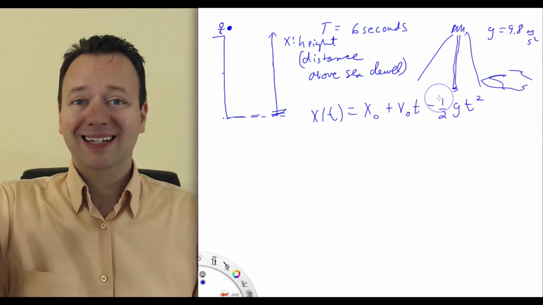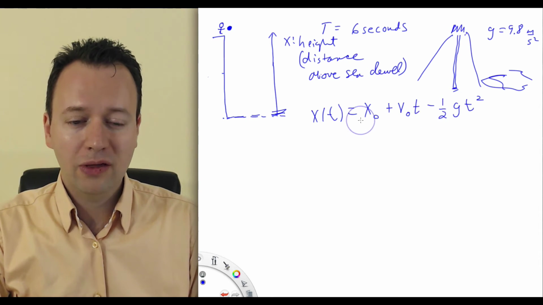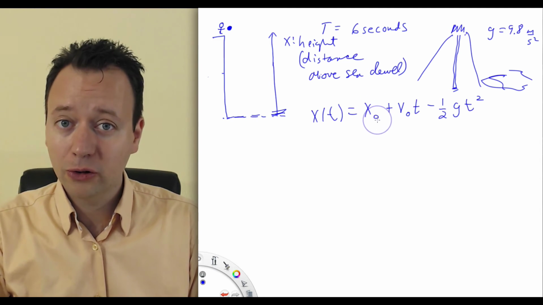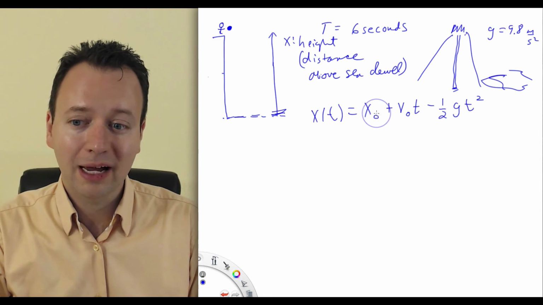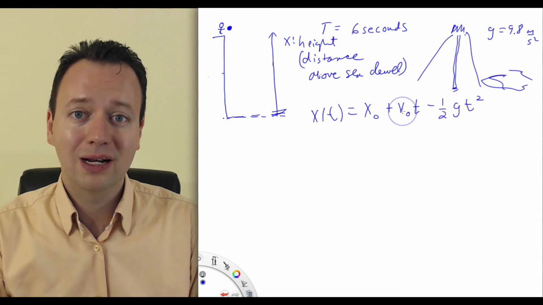Negative because of downward gravitational acceleration. Now, before we do anything, we need to figure out what the initial height is. Well, x sub 0 is your initial height. That's the problem, because how do we do anything with this equation if we don't know x sub 0? And v sub 0, we need to know the initial velocity.